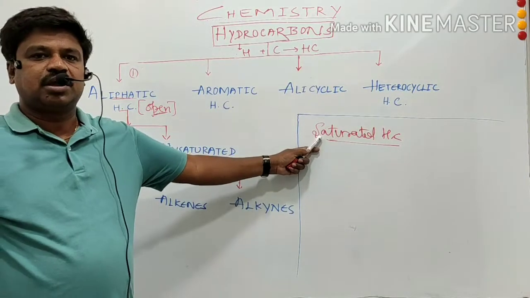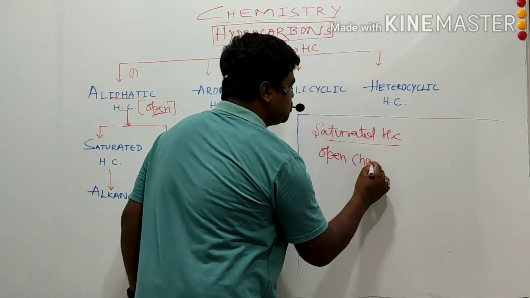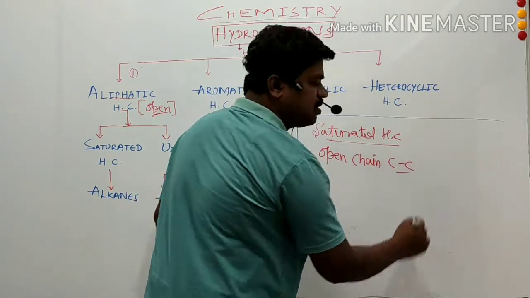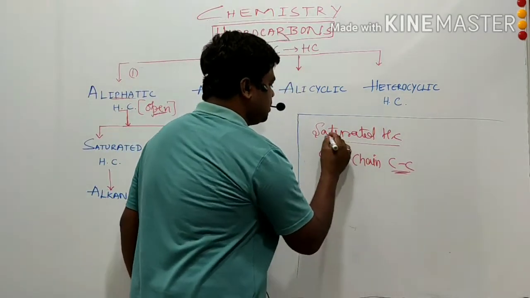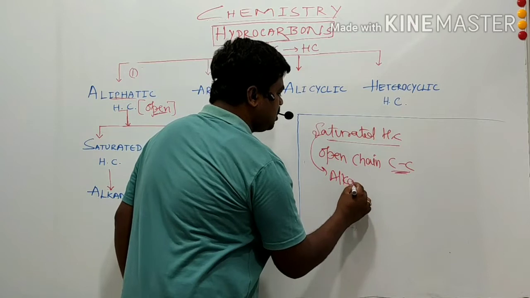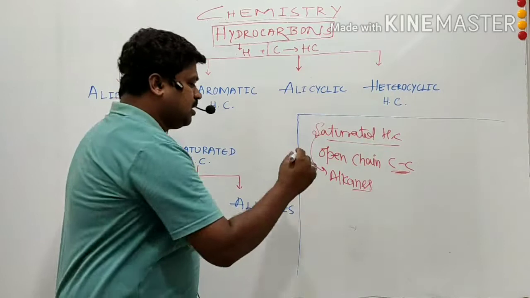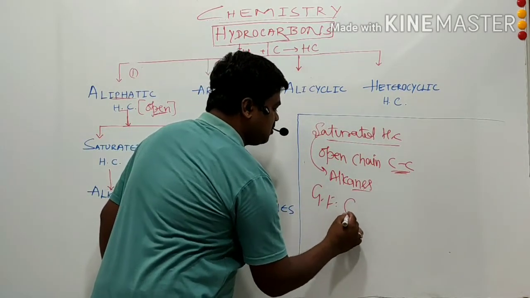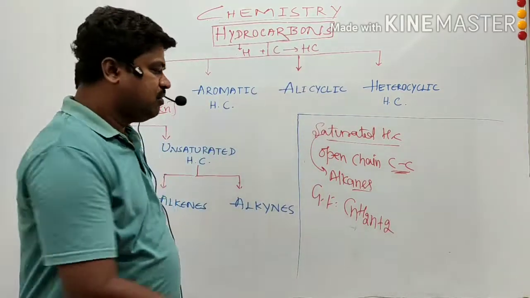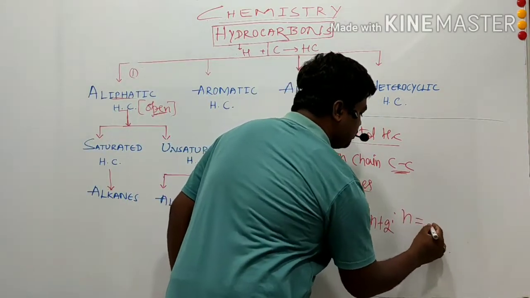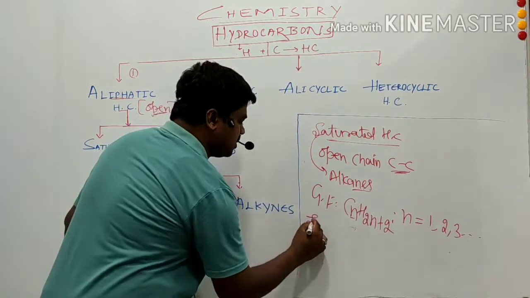These are hydrocarbons containing open chain structure with carbon-carbon single bonds. Hence, saturated hydrocarbons are also called alkanes. Important name. Alkanes have the general formula CnH2n+2, where n starts from 1, 2 and so on. A few examples like this.